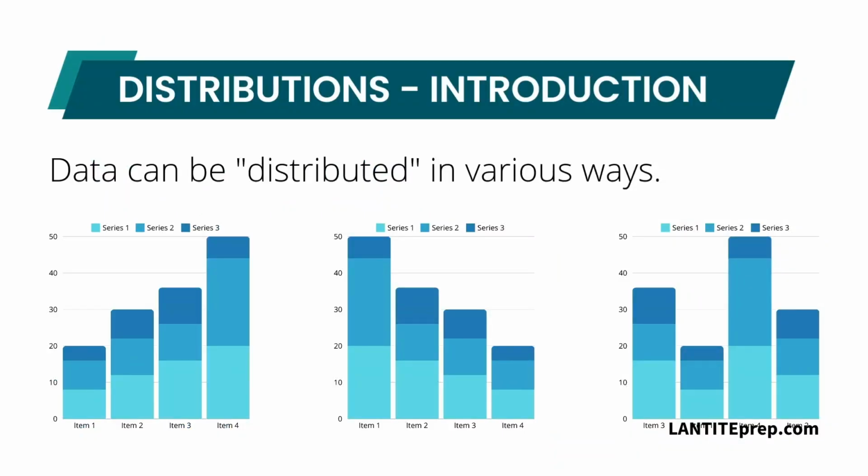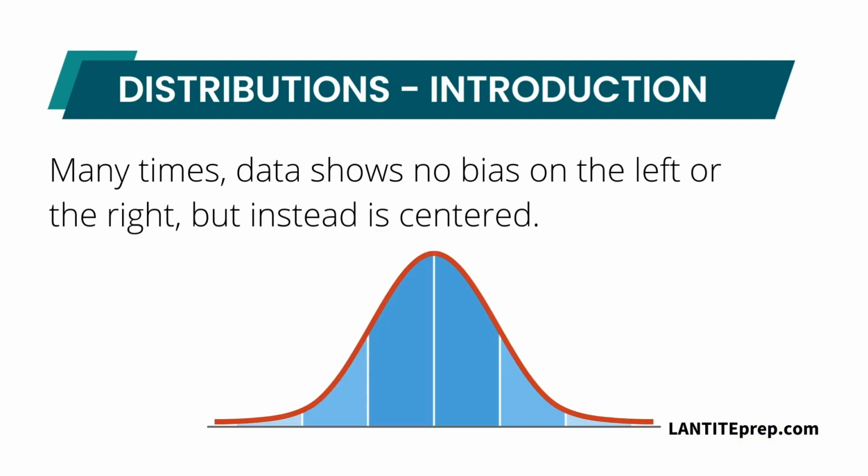Data can be distributed in various ways. Sometimes it might be more concentrated on the left. Other times, it is more concentrated on the right. And sometimes, the data is skewed in different directions. Many times, data shows no bias on the left or the right, but instead is centered. This is called normal distribution or the bell curve.